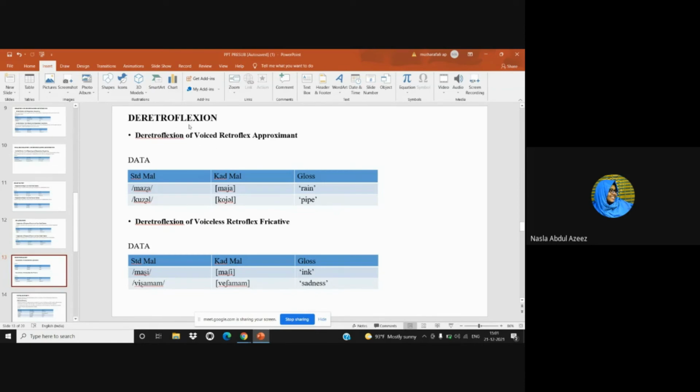Then the retroflexion. That is, retroflex sounds are palatalized in the Kadathanadan dialect. In standard Malayalam, it is a peculiarity. So we have so many retroflex sounds, and the retroflex approximant and retroflex fricative are not pronounced as such in the Kadathanadan dialect. They are palatalized. For example, Maya becomes Maya in the Kadathanadan dialect. Mashi becomes Mashi for the fricative in the Kadathanadan dialect.